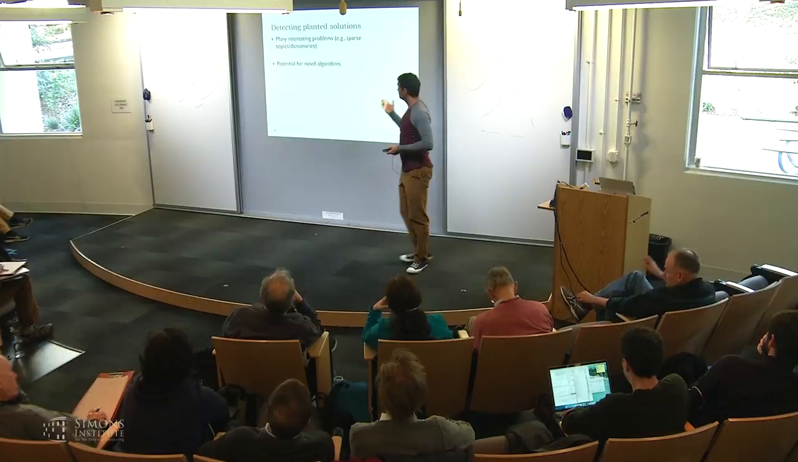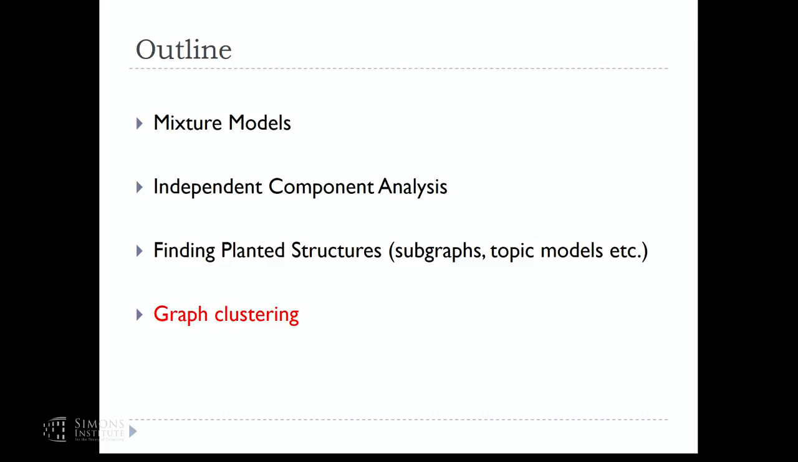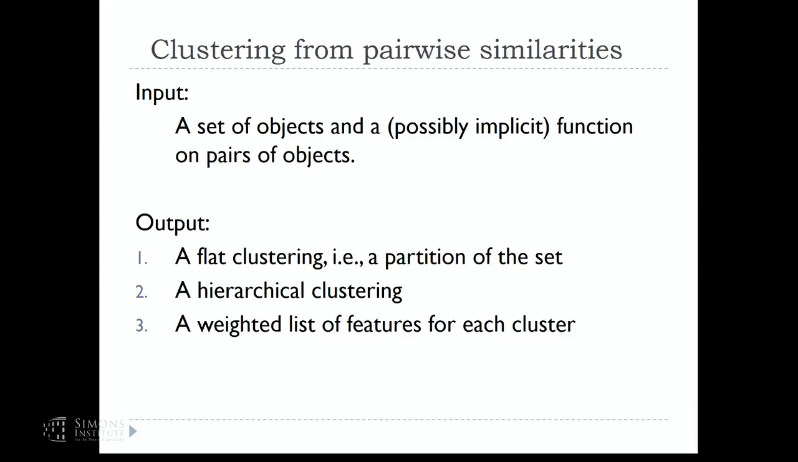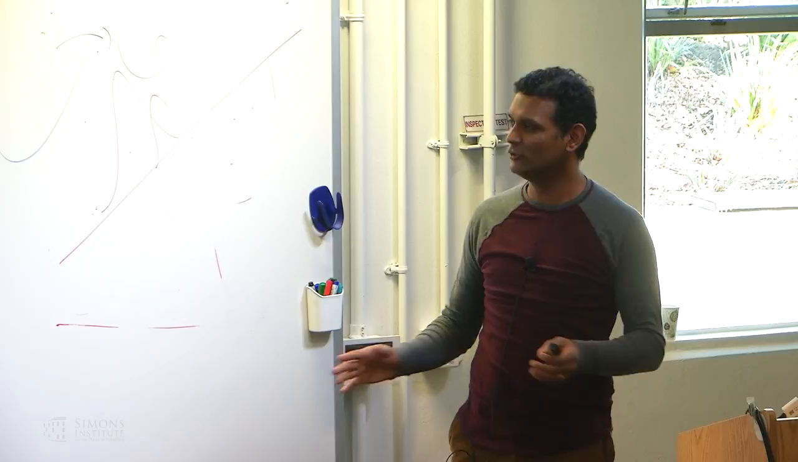If we can define these, there's potential for lots of algorithms, but also lower bounds and complexity classes. And now I'm at clustering, if you have the appetite for one more topic. So what is clustering? You want to divide data into things that are similar. This is again a huge field, with lots of experts.